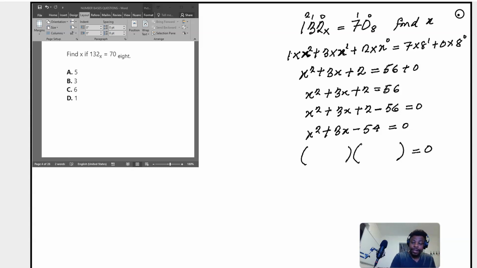Don't worry about it if you don't know how to do quadratic equations. But by the time you check the video, and you're able to do quadratic equations, then it should be okay.